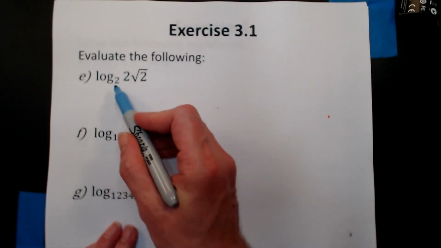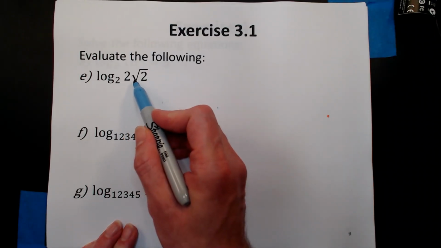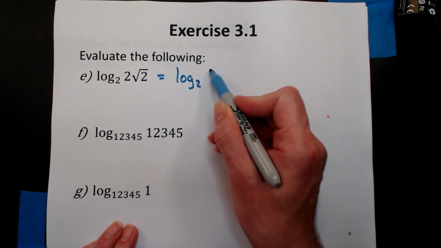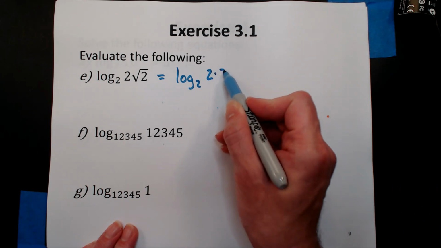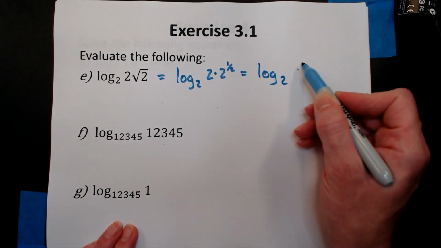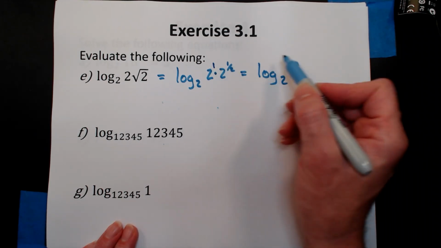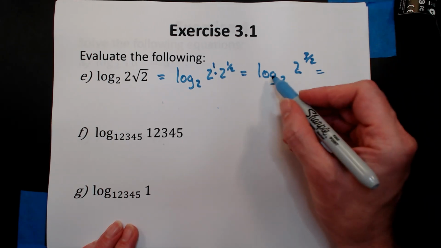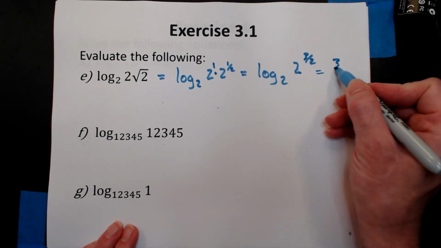We have the following: log base 2 of 2 times the square root of 2. I'm going to rewrite this as log base 2 of 2 times 2 to the 1/2. Then we add the exponents, so it's 2 to the 3/2. And so what did I raise 2 to get 2 to the 3/2? I raised it to the 3/2 power.